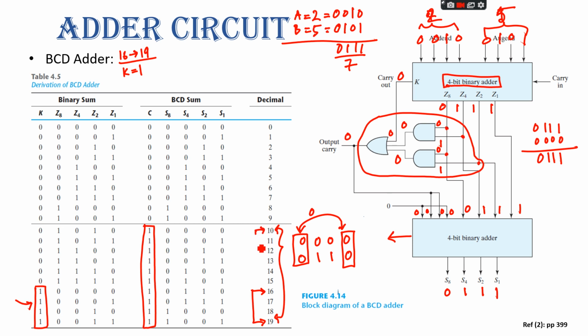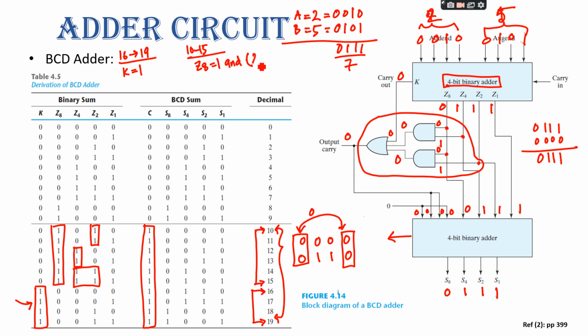Or for numbers 10 to 15, what will happen? Can we see another combination? Is it Z8 is 1, right? Yes, sir. Z8 equals 1. And one thing you can see, either Z2 is 1 or Z4 is 1 or both of them are 1, right? Yes, sir.